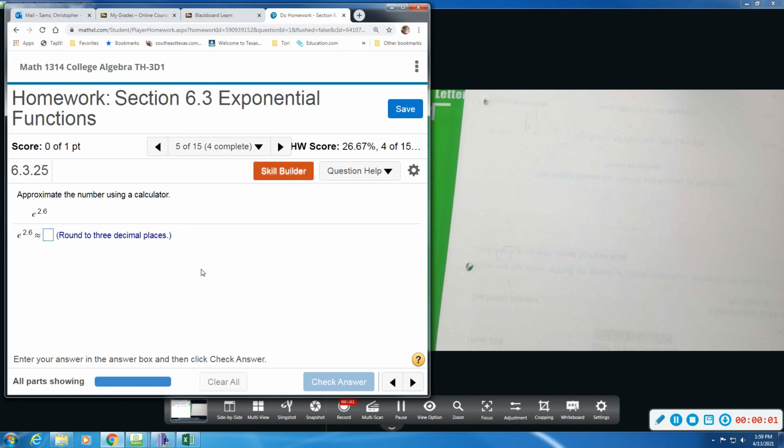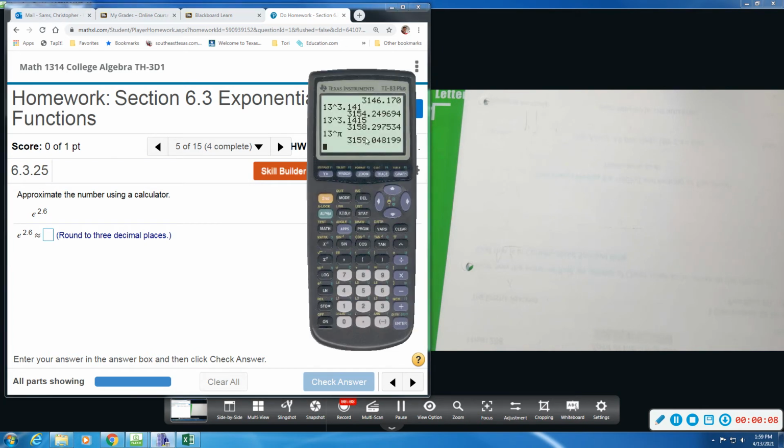All right, number 5, we again want to approximate this number using a calculator. Okay, so E is exponential. It's in yellow above the division on my calculator. If I hit second and then E, it's kind of like an irrational number like pi. If I hit enter, you can see what E is. Now there's more digits, but the calculator only shows you so many.